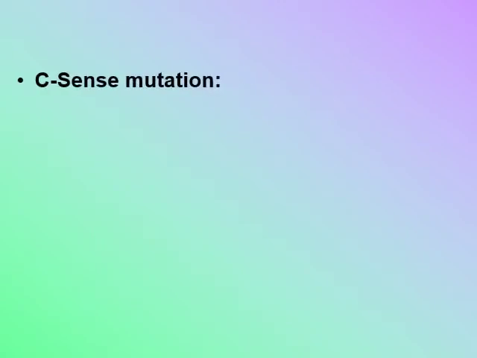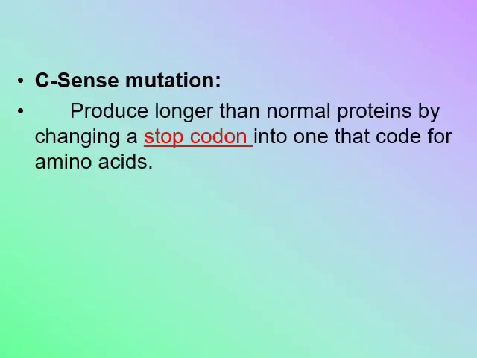In stop-loss (nonstop) mutation, they produce longer than normal proteins by changing a stop codon into one that codes for an amino acid.